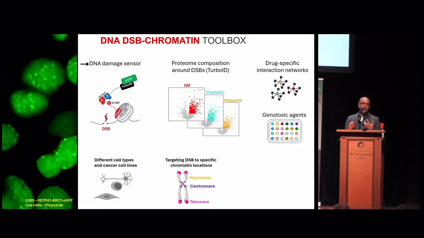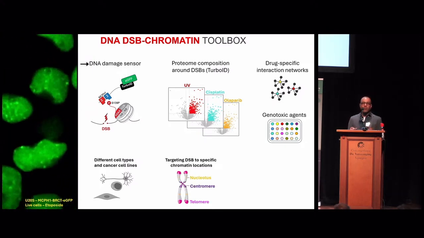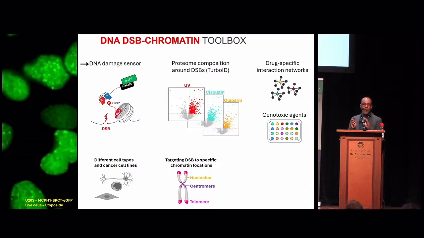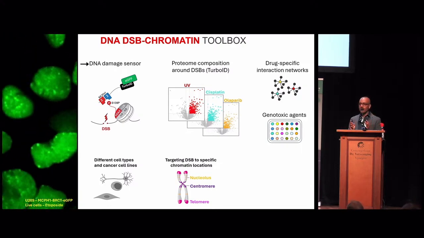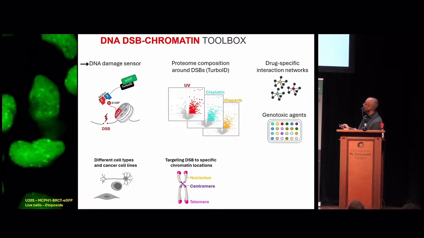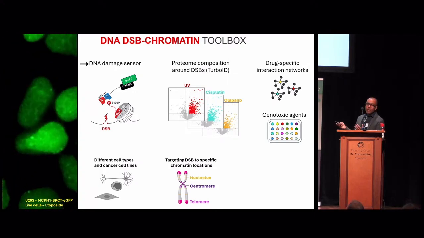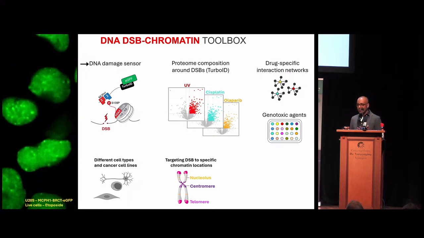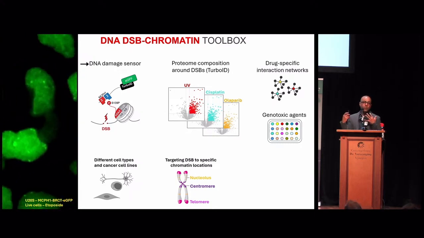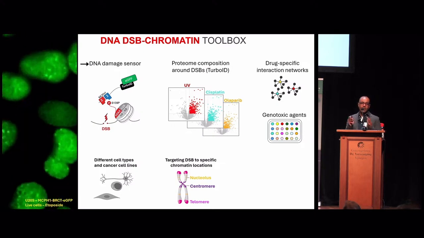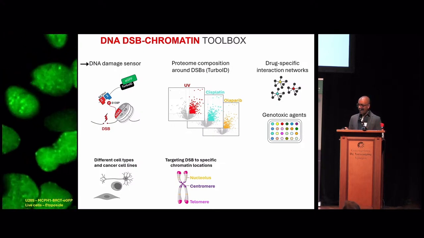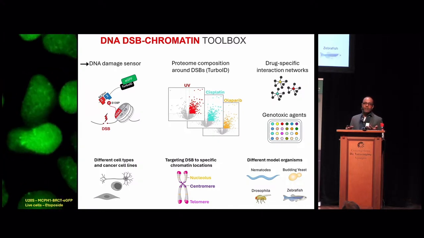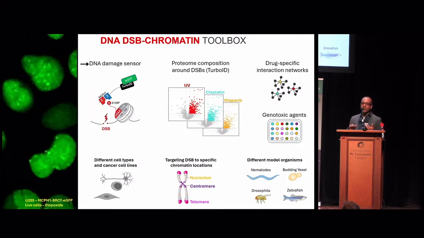This is also really interesting, and something we wanted to focus on: we can target the breaks to different chromatin regions, and capture the double-strand break in specific parts of the chromosome and the chromatin. For example, by targeting breaks in the centromere, we can get the proteome composition of breaks taking place only in the centromere, whereas if we target the telomere, we can see the protein composition around telomeres as well.